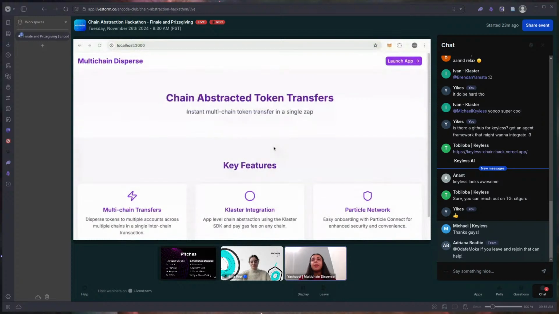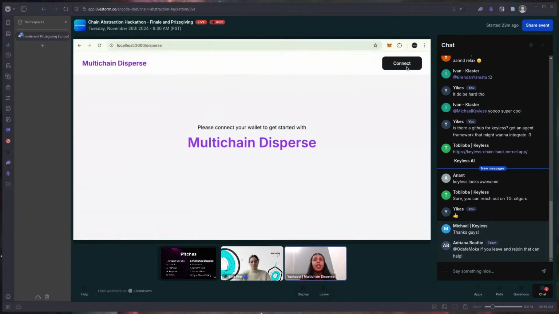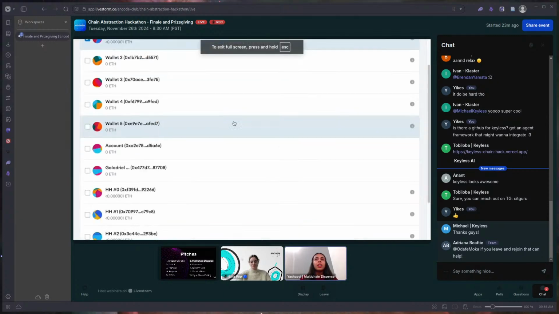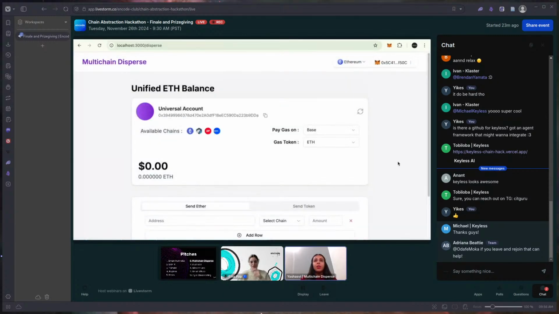So this is the landing page for Multi-Chain Disperse app. Let's get started by launching the app. We will connect the wallet using Particle Connect, and then we will be taken to the dashboard. Here you can see the universal account address, which is available on these 4 chains. Under this is the unified ETH balance across all those chains.